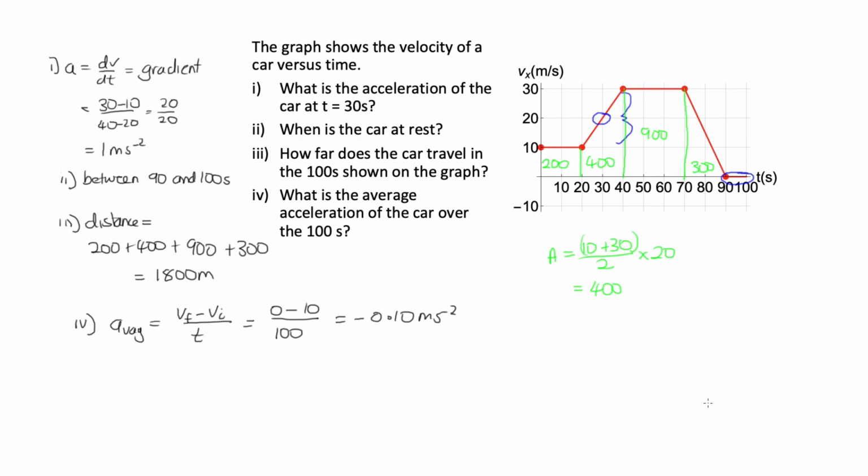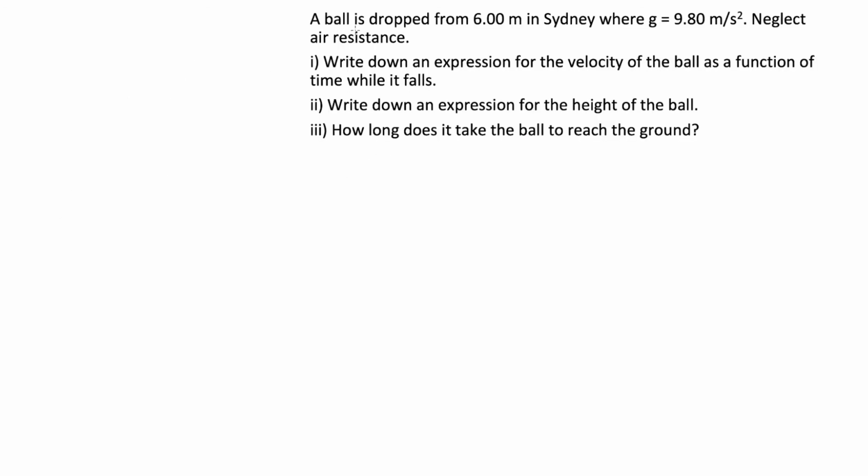Okay, so in this problem, we're told that a ball is dropped from 6 meters. So the initial height is 6 meters in Sydney, where g is equal to 9.80 meters per second squared. So it's dropping downwards. And we're asked in part 1 to write an expression for the velocity of the ball as a function of time while it falls.